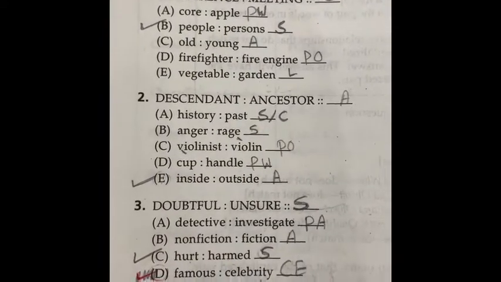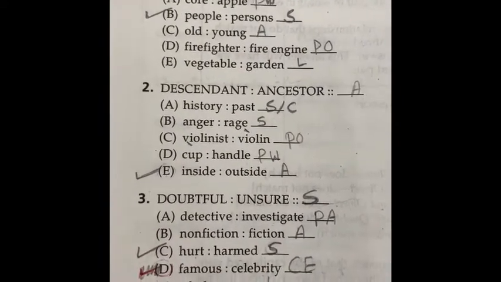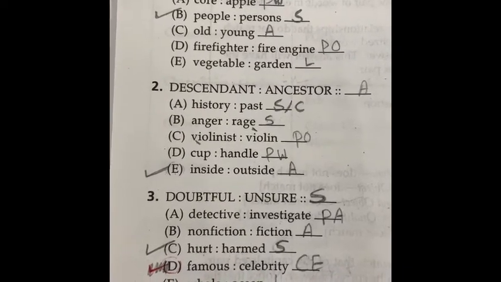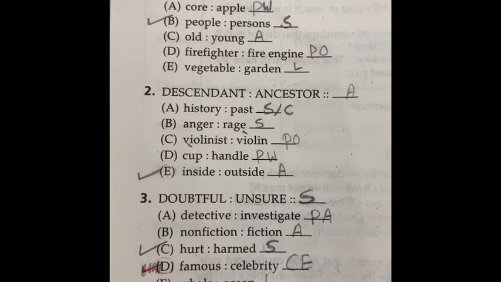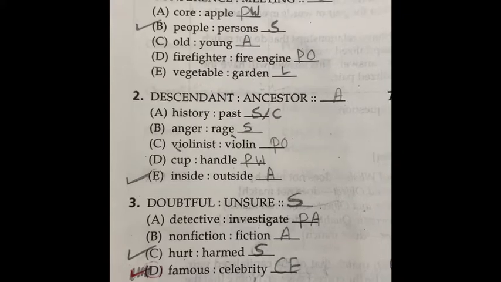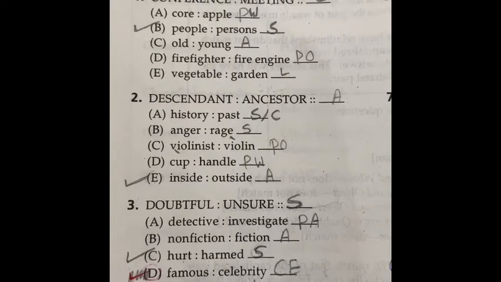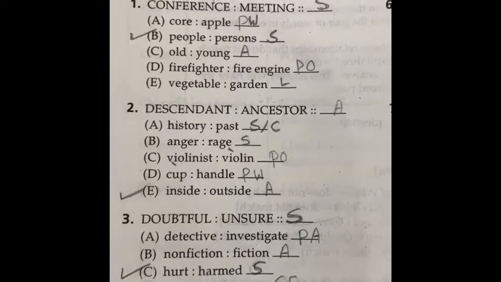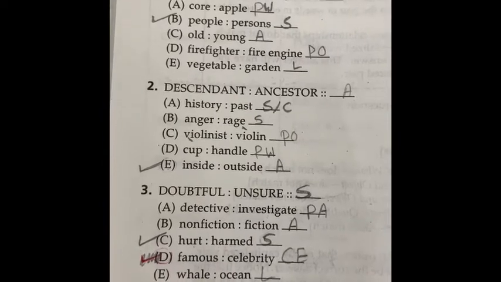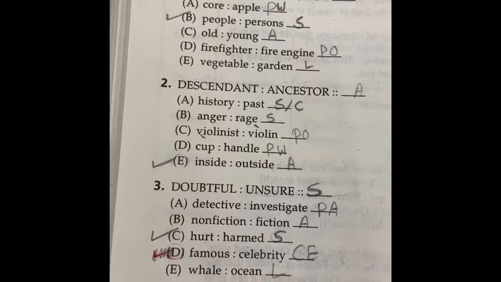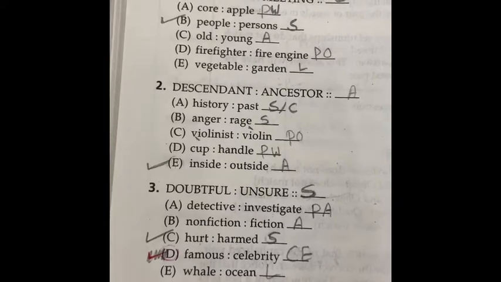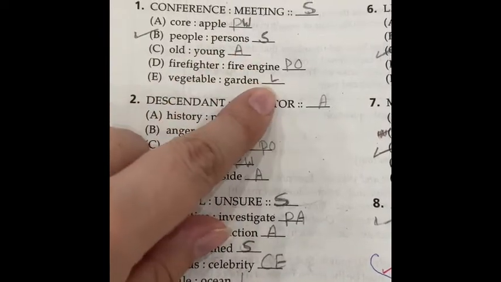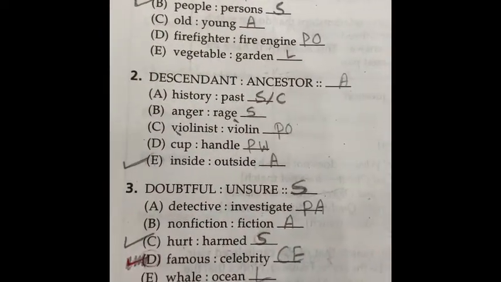For example, number one, we'll start. Number one, conference and meeting. What is the relationship between conference and meeting? They are synonyms. Okay, they have the same meaning. So where can you find two pairs of words that are synonyms? So like this, choose A or B or C or D or E. But you will not only answer this by ticking or circling the correct answer. You will write for me all the analogies between these two words.